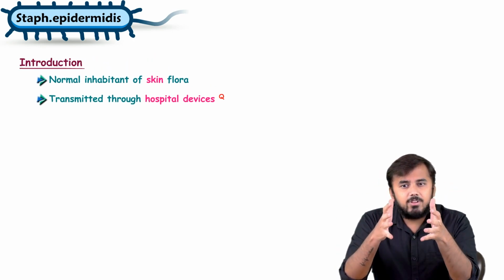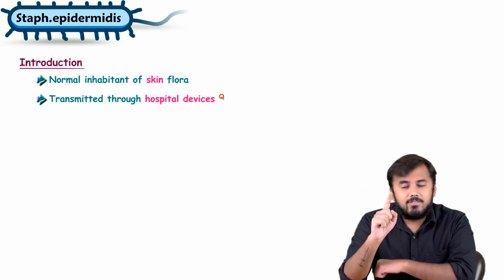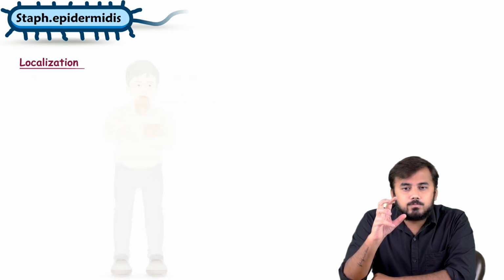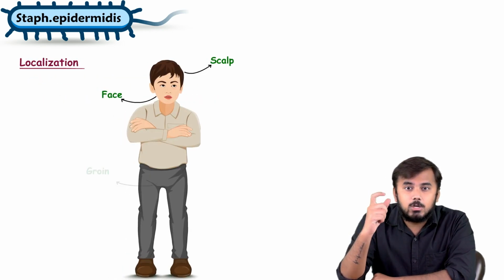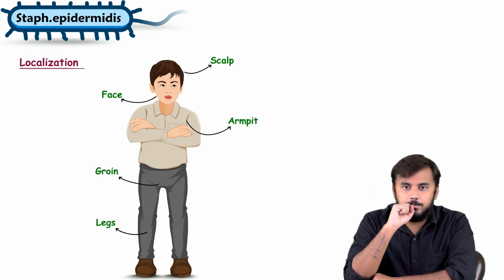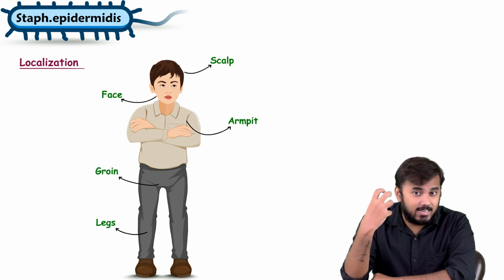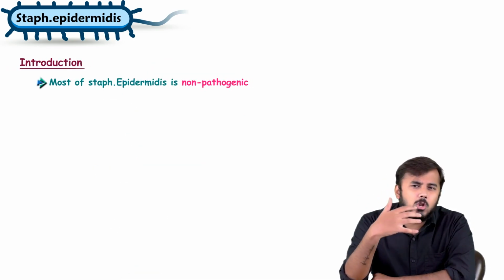So Staph epidermidis is not only the common inhabitant of skin flora. It is also present on the scalp, the face, the groin region, and even on the legs and in the armpit. What is the pathogenicity? Is that really pathogenic? No. Most of the Staph epidermidis is non-pathogenic.